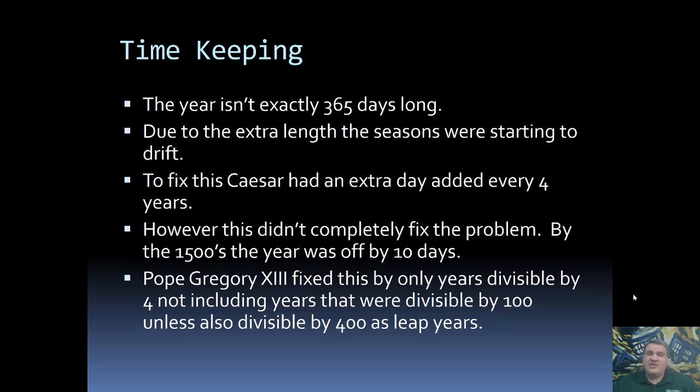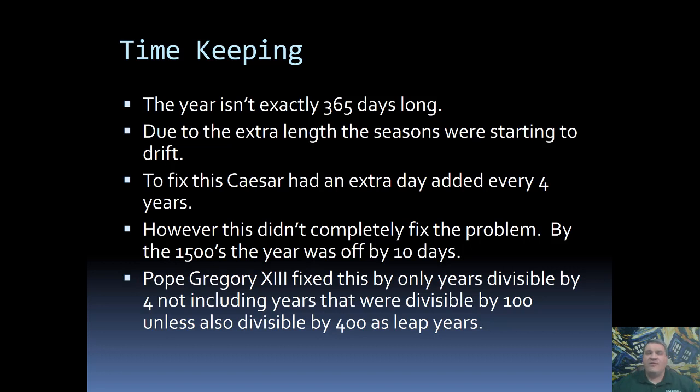However, although it's pretty good just adding this 1 extra day, it wasn't a perfect fit. So by the 1500s, the year was actually off by 10 days. Now, 10 days in 1500 years isn't actually that bad, but it was noticeable. So Pope Gregory VIII wanted it fixed. He had his people work on it, and the first thing they did was remove 10 days from that year. October 5th to October 14th did not exist that year. They were gone.